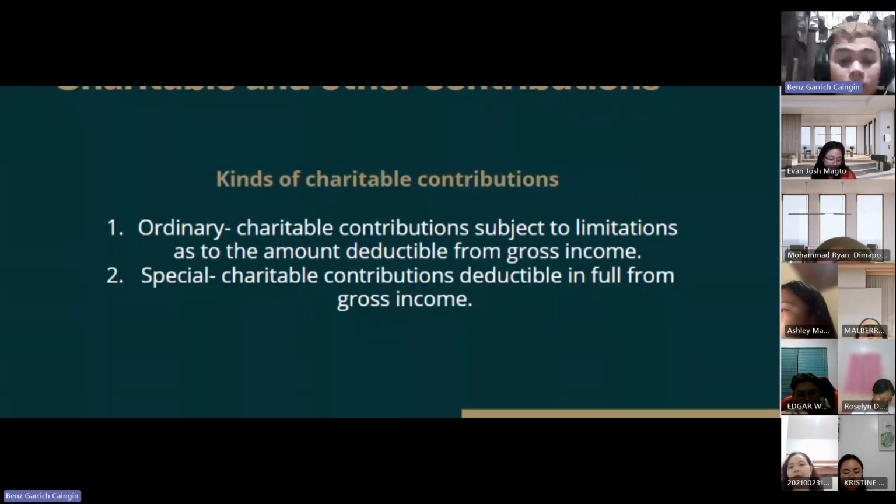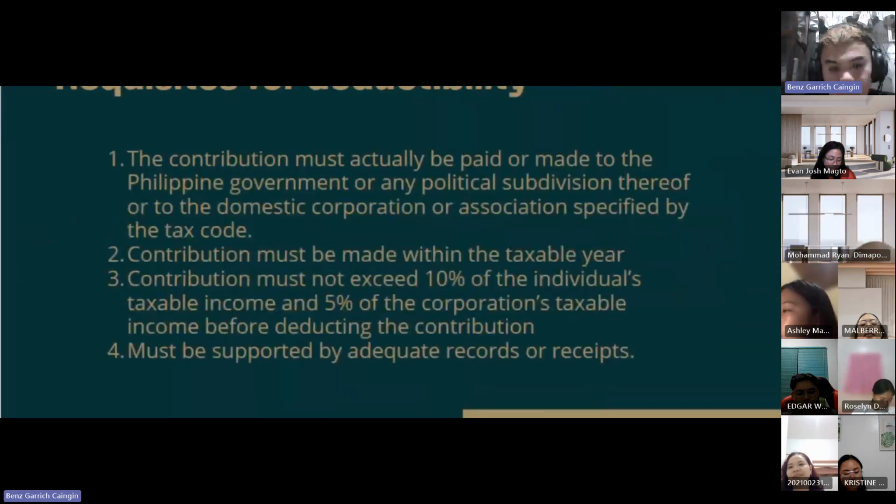Ordinary, these are charitable contributions subject to limitation as to the amount deductible from gross income. Special, these are charitable contributions deductible in full from gross income. Requisites for deductibility of charitable contributions. First, the contribution must actually be paid or made to the Philippine government or any political subdivision thereof or the domestic corporation or association specified by the Tax Code.